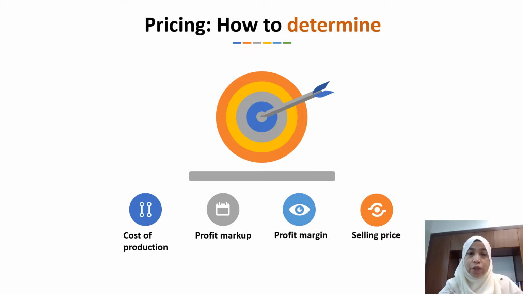Now I would like to explain how to calculate the selling price for our product or services. Let's say we produce a product. Before we can calculate the selling price, first we must calculate the cost of production, and then we add certain elements of profit. Then we will get the selling price. The profit can be profit markup or profit margin.